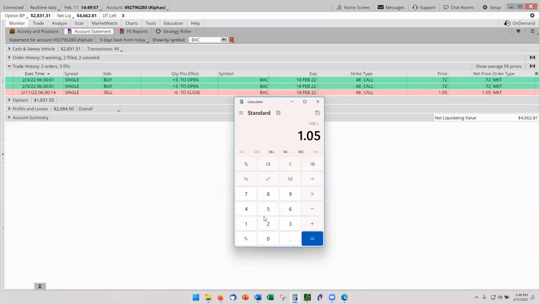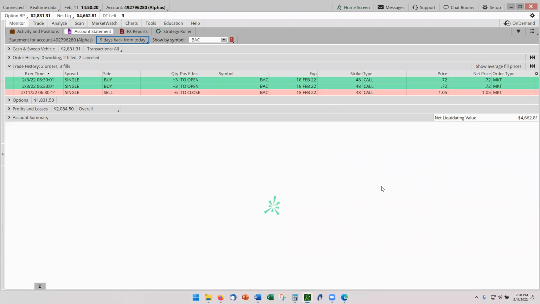105 times 100, it's 105 minus 72, which would be the $72. We had a profit of $33. Divide that by the cost of 72 as a percentage, and the return was 45.8. So 45.8% return in 9 days.